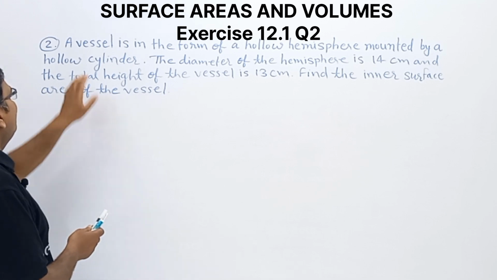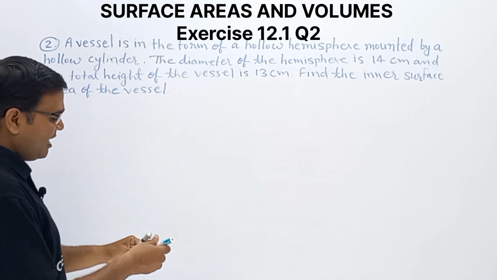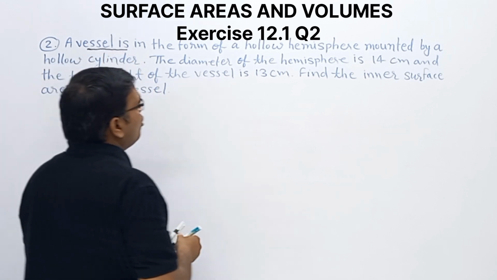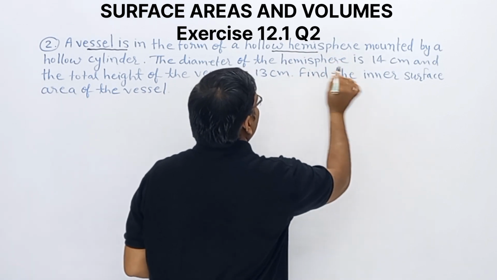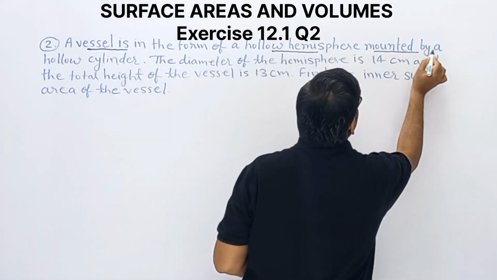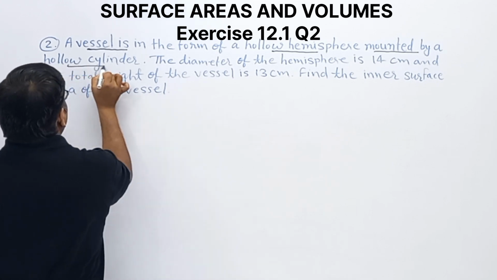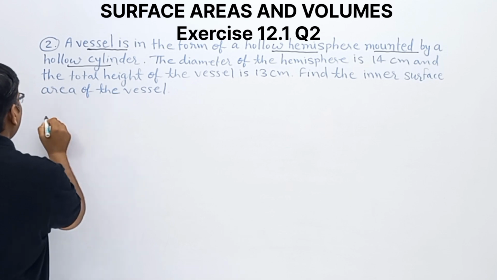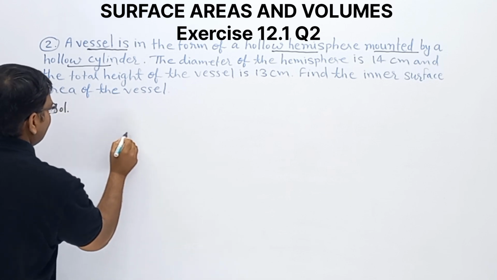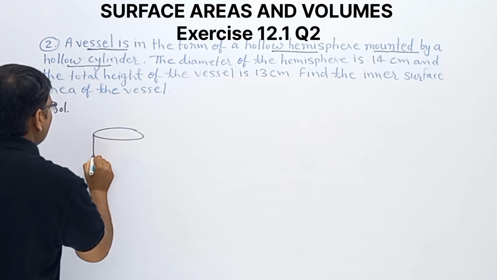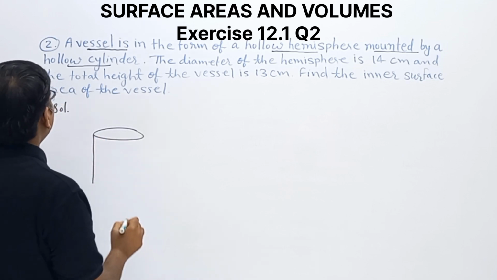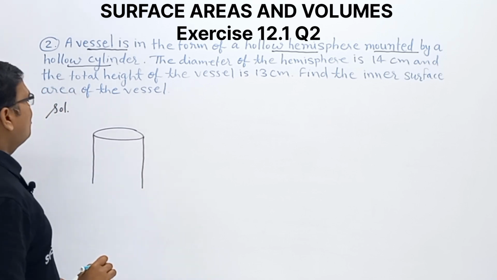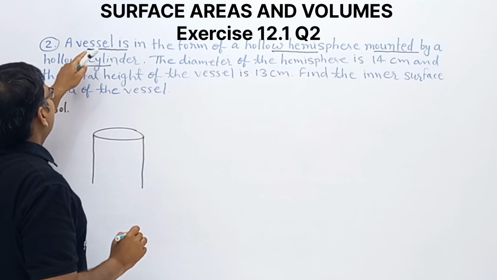Observe a vessel. A vessel is in the form of a hollow hemisphere mounted by a hollow cylinder. A vessel is in the form of what? A hollow hemisphere is mounted by a hollow cylinder. This is a cylinder. Observe carefully how we are getting a vessel.